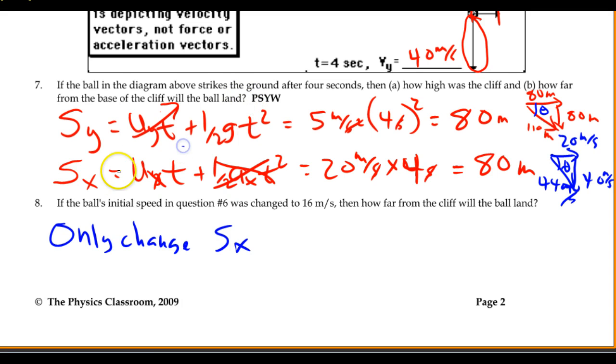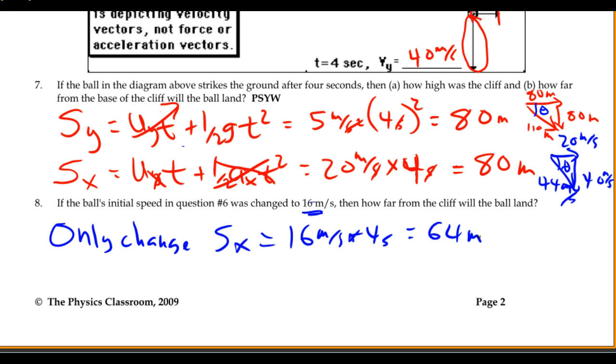By changing the horizontal velocity, now to find how far we've traveled, we'll multiply. We're decreasing the horizontal this time. We've gone from 20 down to 16. 16 meters per second times 4 seconds, and we won't travel as far. We'll only travel 64 instead of 80 meters.